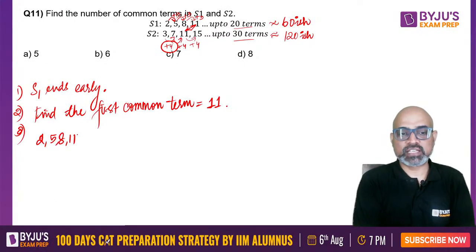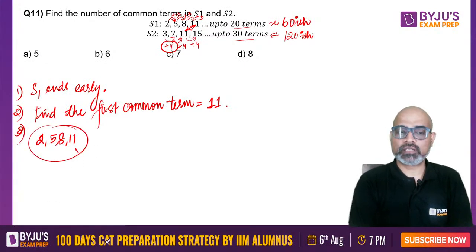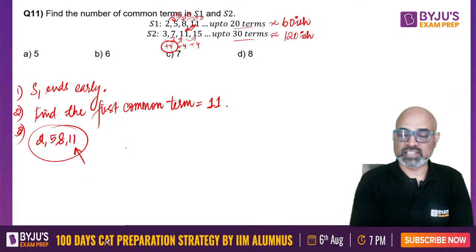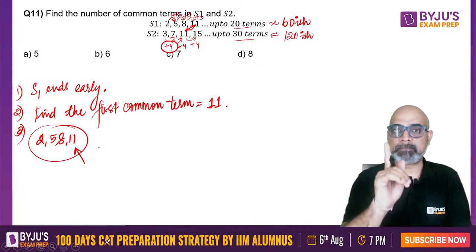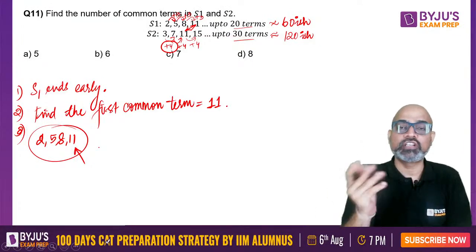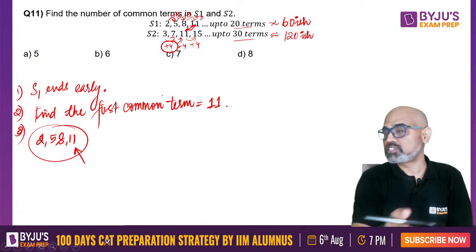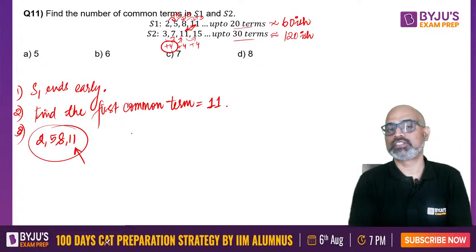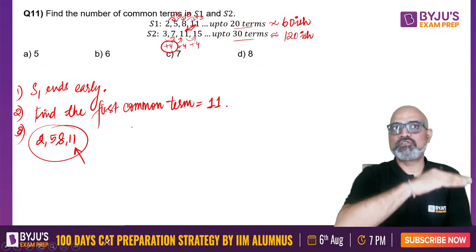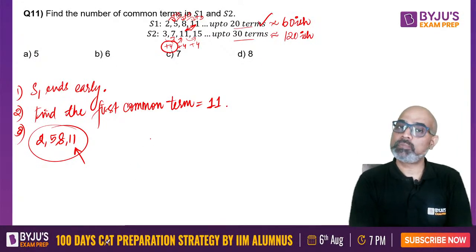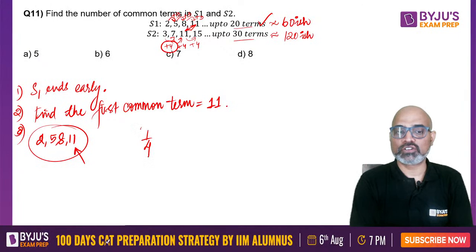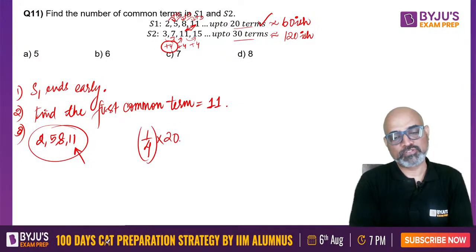When you take 4 terms, do you see any common? Yes. That means in the first series, every 4th number is going to be common. If you don't believe it, write down this series and check it out yourself. So if every fourth number is common and there are 20 terms, how many terms will be common? Can I say 1 out of 4 is common, so 1 by 4 of 20 will be common, which is going to be 5 terms that are going to be common.